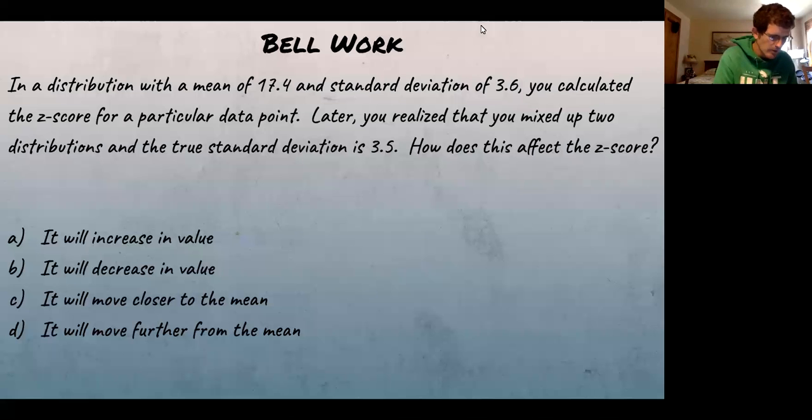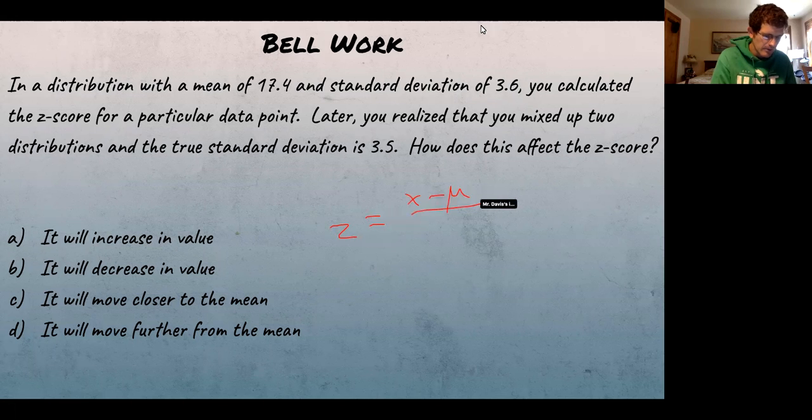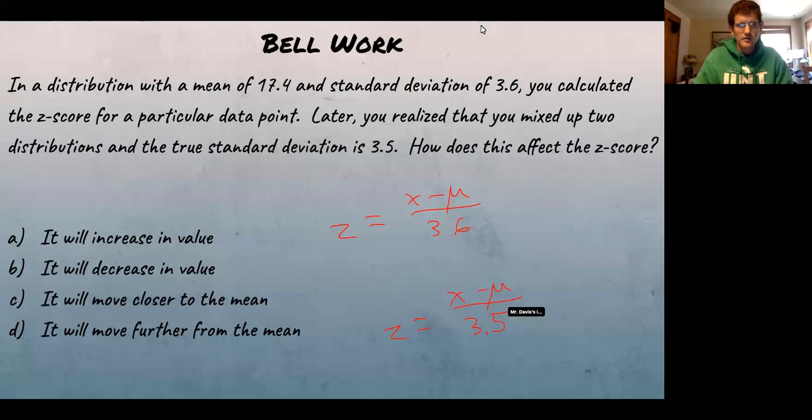Okay, so as we look at this bell work, the basic idea is that the standard deviation changes from 3.6 to 3.5. Everything else stays the same. We don't know what the z-score was to begin with, and that doesn't matter. And honestly, the mean here doesn't matter, because the only thing that we're worried about is the fact that we're going from 3.6 in our original calculation to 3.5. So it's really more of an algebra question, though with a little bit of statistical concepts associated with it.